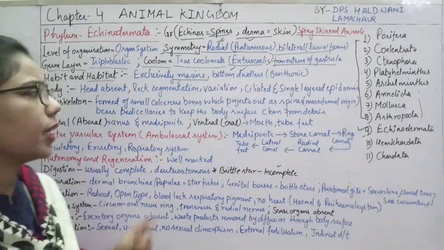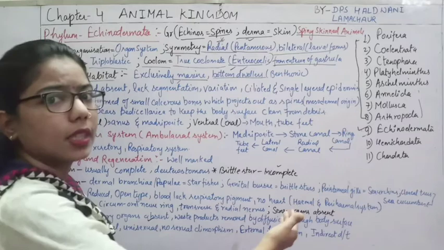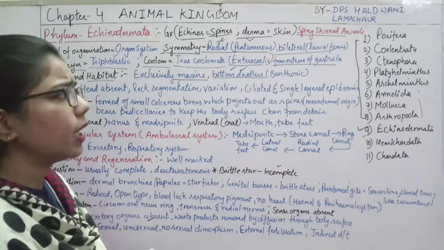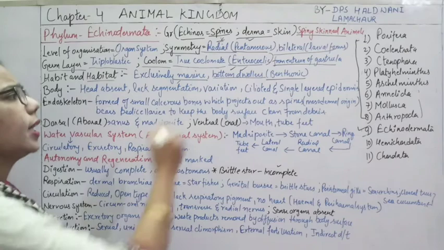As well as that, they are bottom dwellers. What is the meaning of bottom dwellers? It means that they prefer to live at the bottom of the sea. In oceans and seas, they prefer to live at the depth level. That's why we are saying benthonic. What is the meaning of benthonic? It means those organisms or animals which live at the bottom. So we can say these are bottom dwellers as well as exclusively marine.